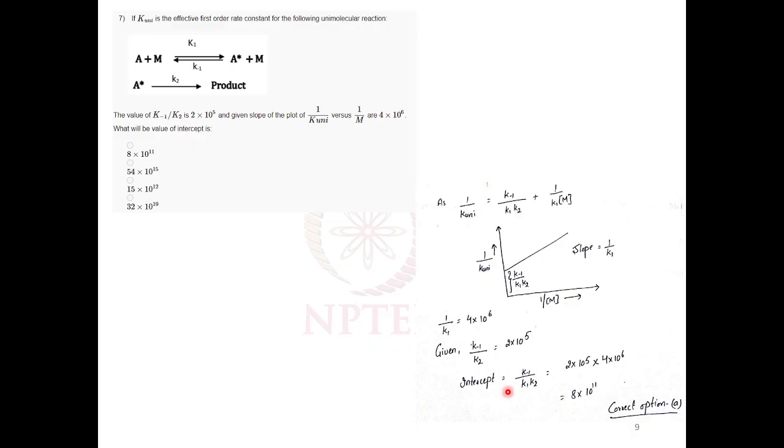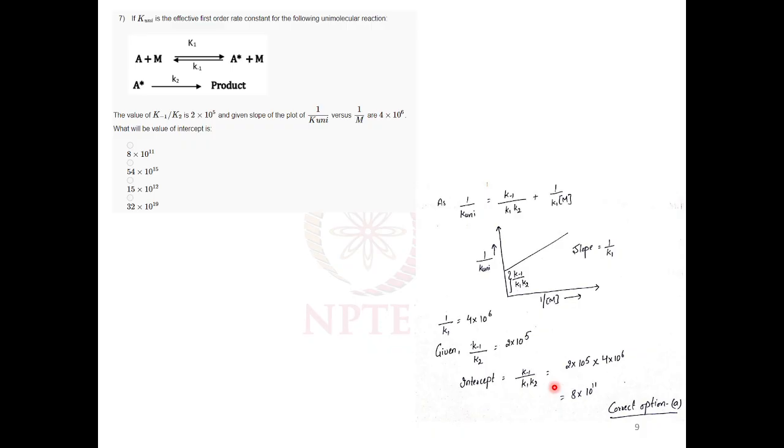So from here you can get the value, y = mx + c. So here intercept equal to k₋₁/(k₁k₂). So they have given the slope and intercept, right, and this value. So from there you can calculate the intercept, k₋₁/(k₁k₂).